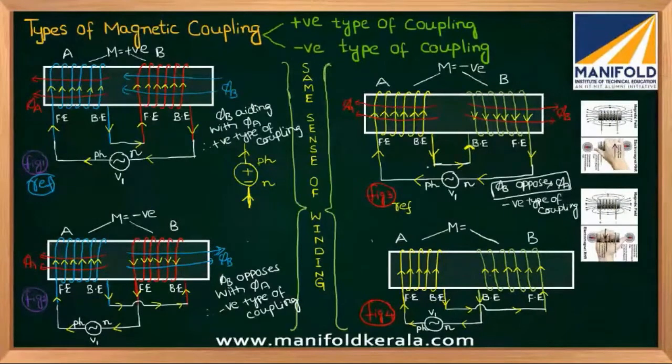Okay, guys. Very simple. In figure number 3, back end is connected to back end, front end is connected to front end. Source is connected between the front end of coil A and front end of coil B. In this figure number 4, back end of coil A is connected to front end of coil B. Source is connected between front end of coil A and back end of coil B. That's it. Now, please let me conclude the 4th one.